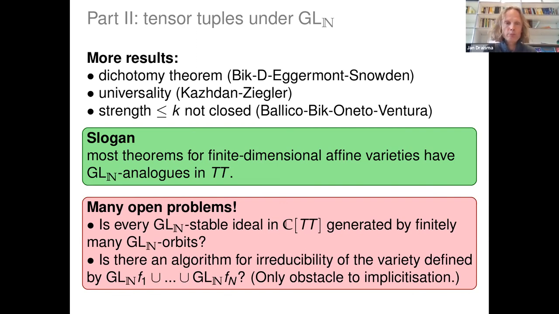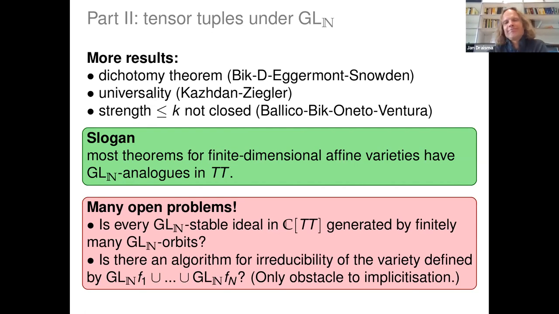Now, if you make the group much bigger, you go to GL infinity, then we have a very general weak analog of Hilbert's basis theorem. There's an analog of Chevalley's theorem, and we hope there's an analog of implicitization, but we're not quite there yet. So there's a lot of open problems in both of these areas, and if anyone is interested in working on these or has ideas about these, please let me know.